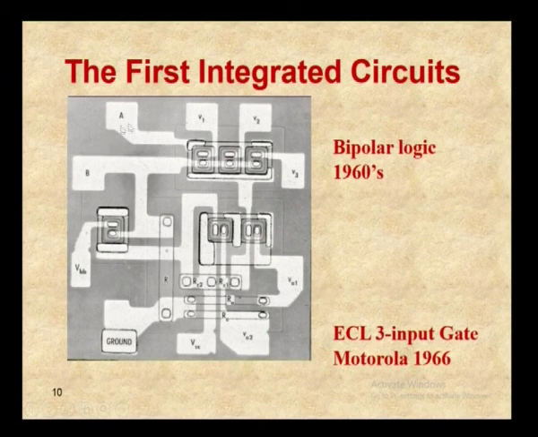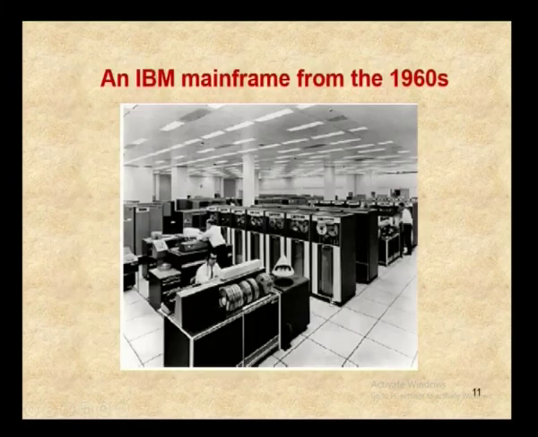So, this is the circuit of a NAND gate. Then using these integrated circuits and transistors, IBM made computers. In the 1960s, the computers were like this. They are called mainframes. Still, the computers were quite big, and they were quite expensive.